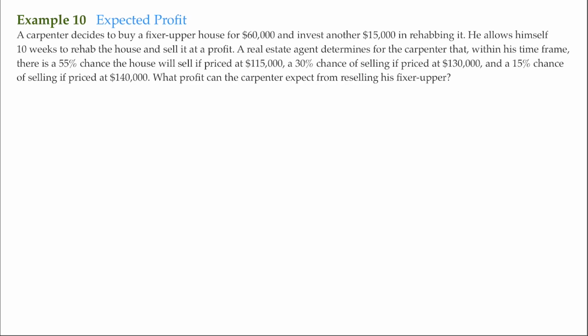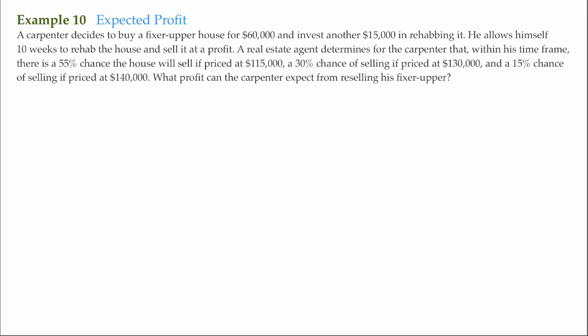So in this example, it states, a carpenter decides to buy a fixer-upper house for $60,000 and invest another $15,000 in rehabbing it. He allows himself 10 weeks to rehab the house and sell it at a profit. A real estate agent determines for the carpenter that, within this time frame, there is a 55% chance the house will sell if priced at $115,000, a 30% chance of selling if priced at $130,000, and a 15% chance of selling if priced at $140,000. What profit can the carpenter expect from reselling his fixer-upper?